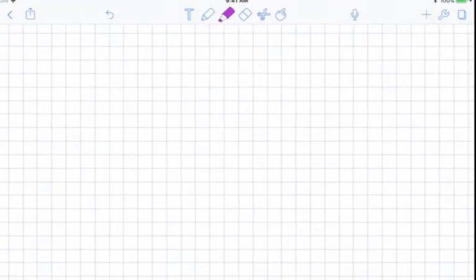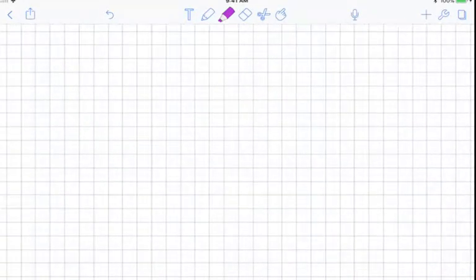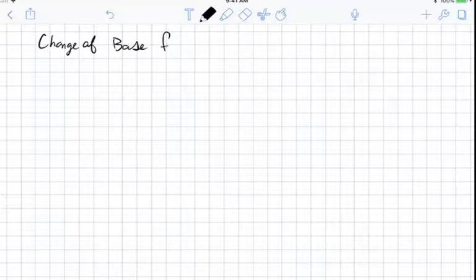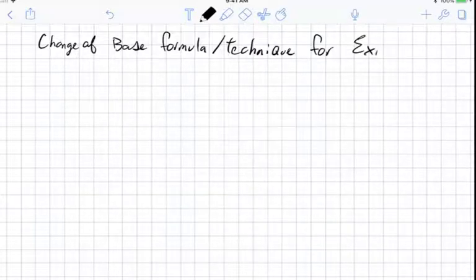Ready? We have to talk about the change of base formula technique for exponentials. I want you to remember that, log A of b, I can change the base of this logarithm.